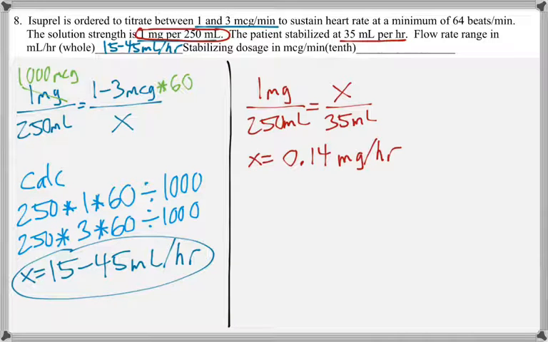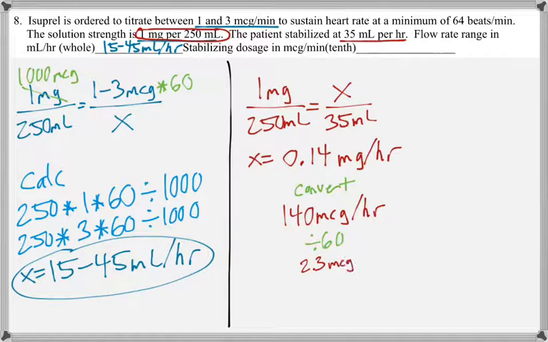So there's two things I need to do. I need to convert this into micrograms, so this will be 140 micrograms per hour. And then I need to divide by 60. And rounding to the nearest tenth, this would be 2.3 micrograms per minute.